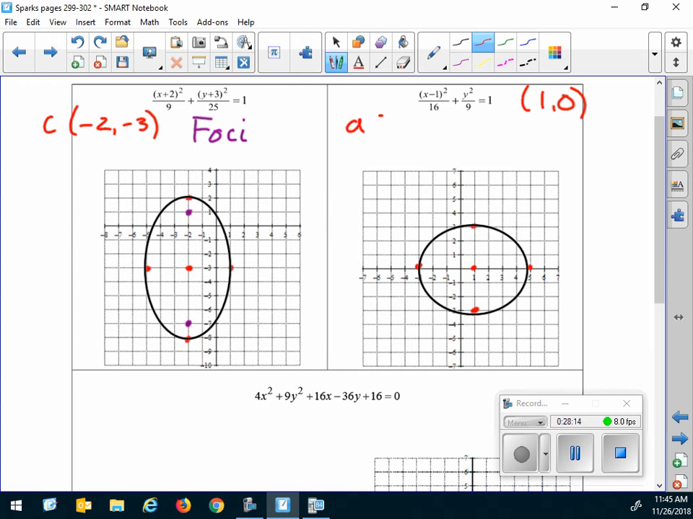So A is 4, B is 3. Now, which of those sides is longest? Which side is longest, A, B, or C? A is longest. So it's B squared plus C squared equals A squared. So we've got 9 plus C squared equals 16.